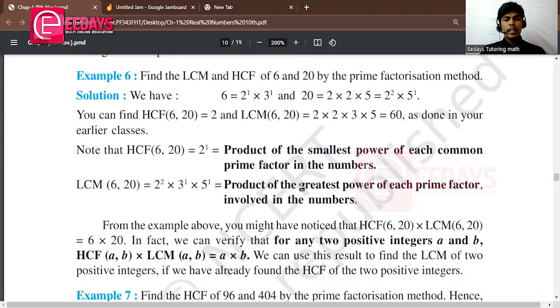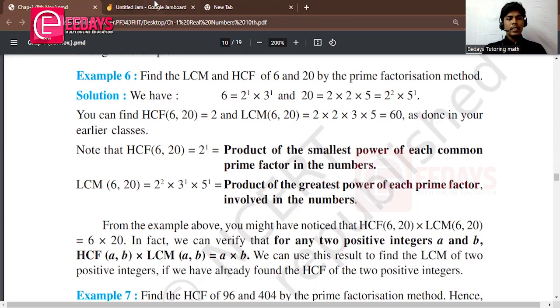And what is the difference here? Here it is the greatest power. Smallest for HCF. HCF is the highest common factor, the word itself. But when it comes to prime numbers, we take the smallest power. Smallest power. I hope everyone understood what we need to take.